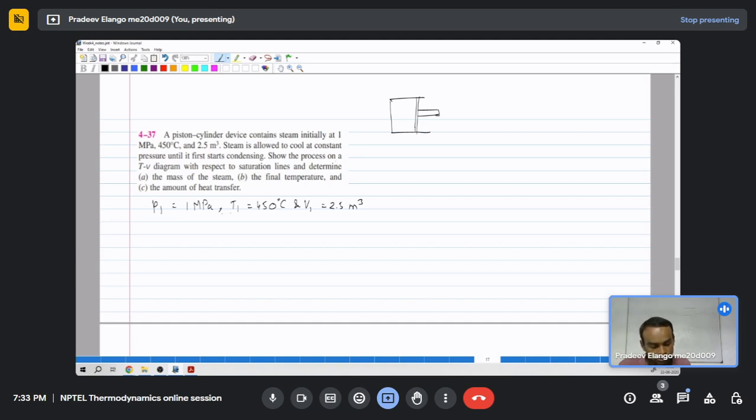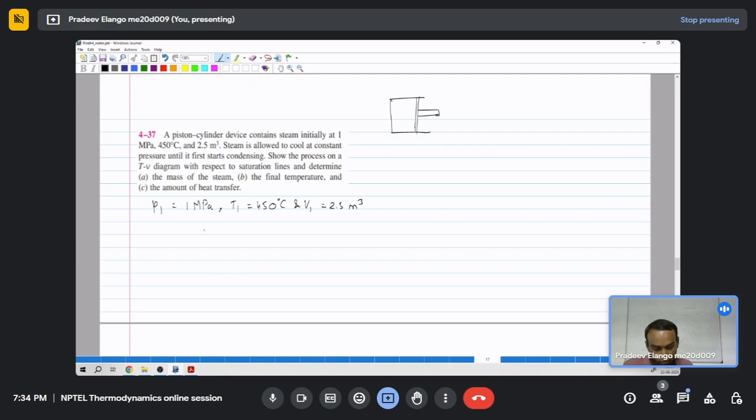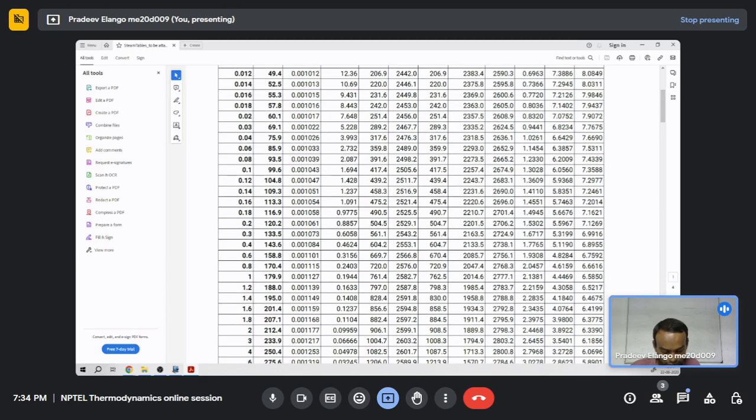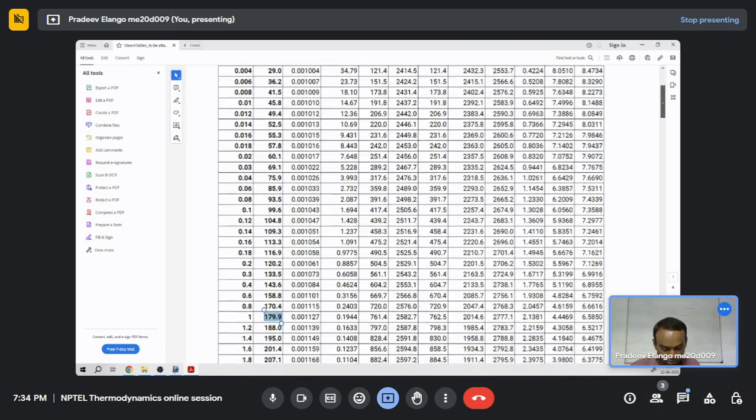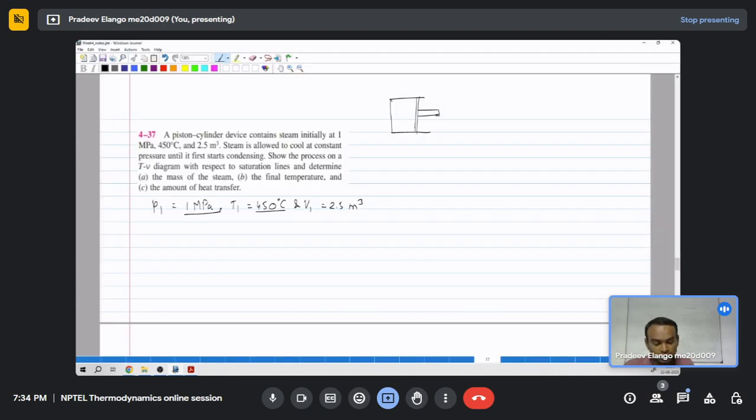So this state should be a superheated steam. We can also check it in the steam table. At 1 megapascal we can find the saturation temperature. At 1 megapascal the boiling point of water is 179.7 degrees Celsius, but our system was at 450 degrees Celsius, so that means it is a superheated steam. And we'll represent that in a TV diagram.